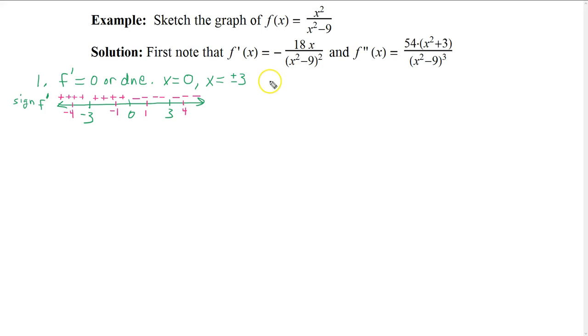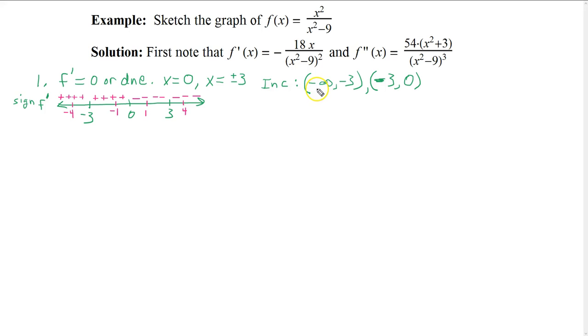So we see that we are increasing from -infinity to -3, and from -3 to 0. Notice I didn't write this as -infinity to 0 because our function, as we will see, has a vertical asymptote at -3. Notice if we put -3 in here for x, we get 9 divided by 0. Negative 3 squared is 9 minus 9. That'll be 0. So we're actually going to have a vertical asymptote at negative 3.